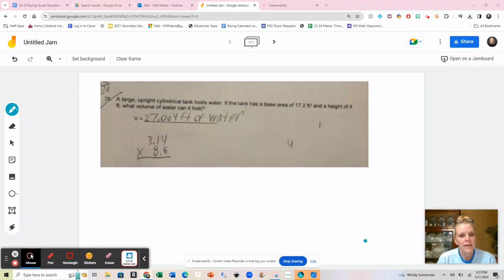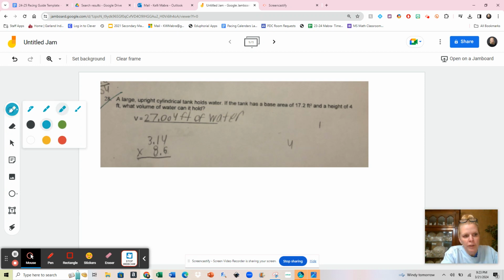Okay, the question says a large upright cylinder tank holds water. If the tank has a base of 17.2 feet squared and a height of 4 feet, what volume of water can it hold? So you know that you're looking for the volume. So what you're going to do is find the formula.